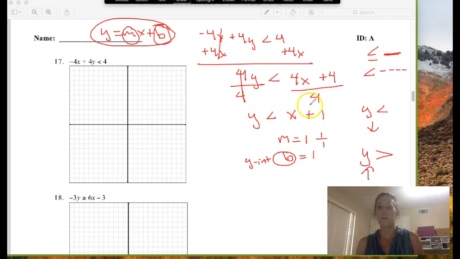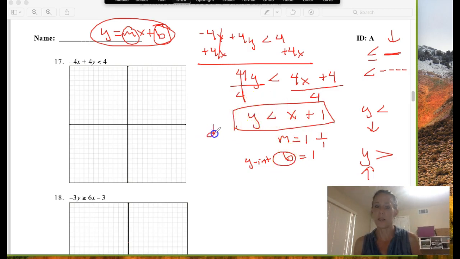So first we put it in slope-intercept form. We decide if it's solid or dotted, and we figure out if we're shading up or down. So in this case, we have our slope and our y-intercept. Y is less than, so we're going to shade down. And it is just less than, it's not less than or equal to, so it's going to be dotted.